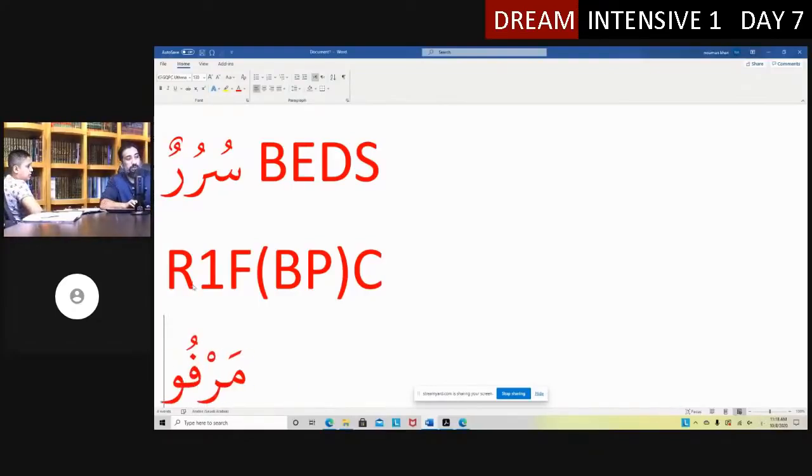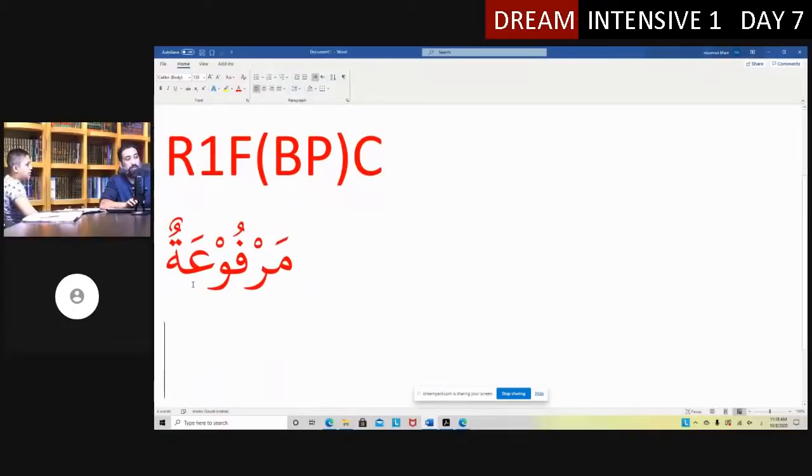You say fiha sururun marfu'atun. Give me four properties of marfu'atun. It's rafa. Then is this from the masculine? The hijab is from the feminine. Yes, it's one feminine.